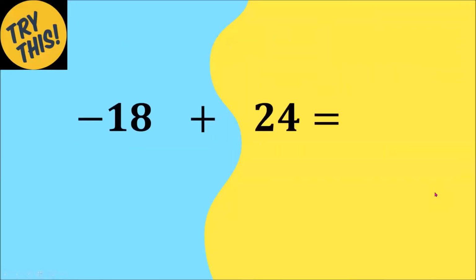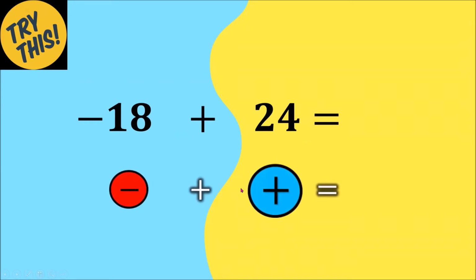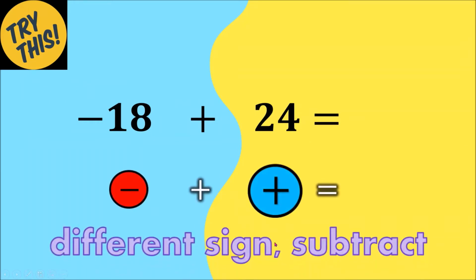Next, negative 18 plus 24 equals. So we have here a negative added to a positive integer. So our rule will be different sign, subtract. So we need to subtract 24 and 18, so that is 6. And we need to copy the sign of the number with the larger absolute value.